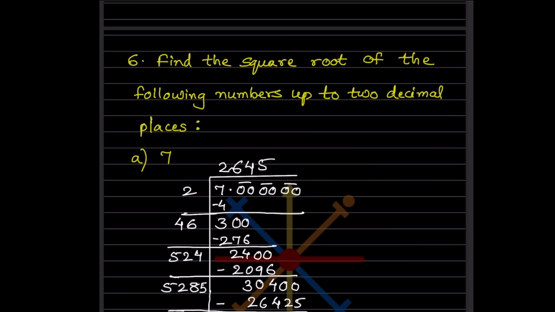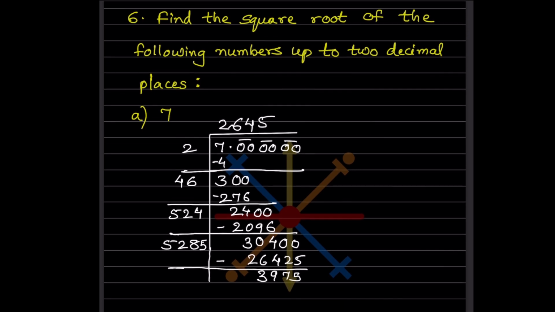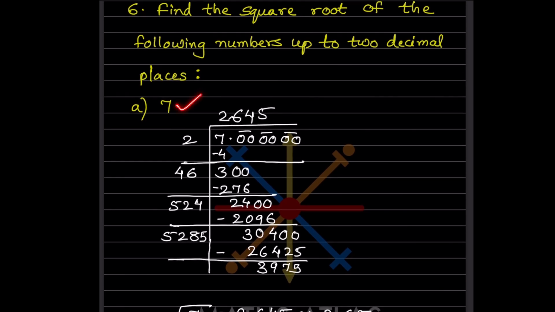Find the square root of the following numbers up to 2 decimal places. Now here, when it is 7, up to 2 decimal places means we can write 7 point, and we can make 3 pairs of it. Because we want the number up to 2 decimal places, we can see here one thing is left.